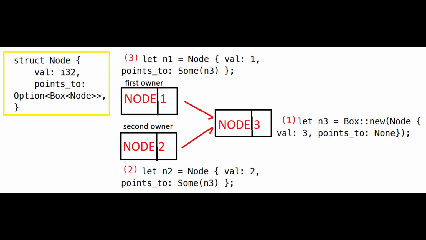Next, starting on the right, we create a Box node instance called n3 with a value of 3 and pointing to None. After that, we create another node, this time called n2 with a value of 2 and pointing to n3. Moving forward, we create yet another node, called n1, with a value of 1 and pointing to n3. If we place these let statements inside of a main function and ran the code, we would get errors saying that the value of n3 was moved in the definition of n2, blocking us from using it in the definition of n1. This is nothing new, but this is just further evidence that we can't have multiple ownership without taking the matter into our own hands.